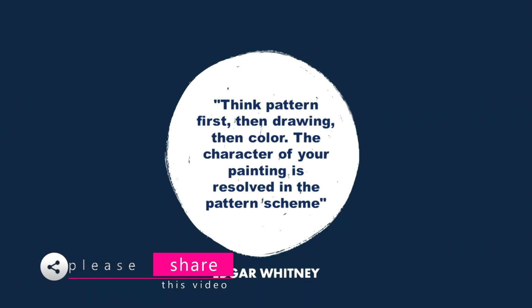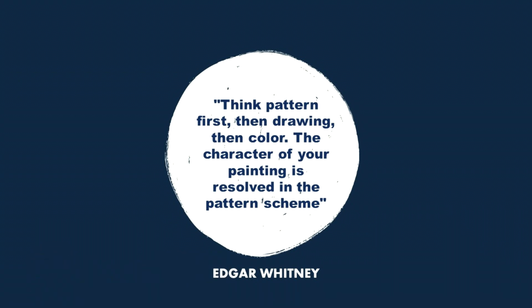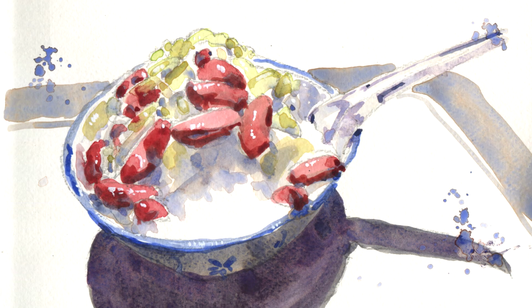I'm going to quote my favorite art teacher of all time, Edgar Whitney. He talks about this idea that you have to think pattern first, then drawing, then color, right? In that order of priority. The character of your painting is resolved in the pattern scheme. When you look at the example I showed you, the dessert I painted, there was a clear idea around the design. In this case, I have something like a fallen F. The F has fallen on its side, and the rest of the stuff that you see that doesn't make the F is like embellishment, if you like.